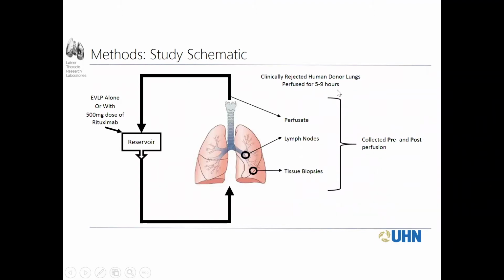We tried to go for as long as possible, but these lungs were not in great shape to begin with because they were declined lungs. So we tried to go for at least 6 hours, but up to 9 hours if possible. And then we collected perfusate, we collected lymph nodes, and we collected tissue biopsies pre and post perfusion with rituximab.